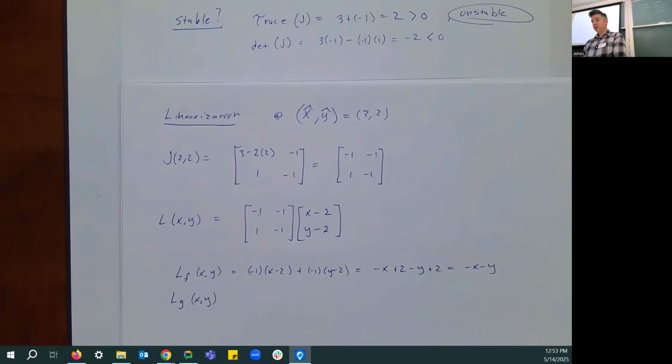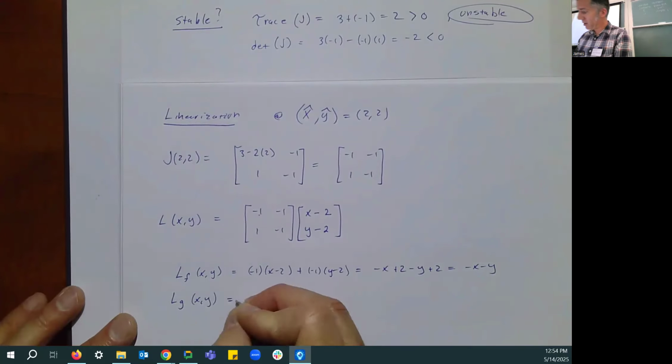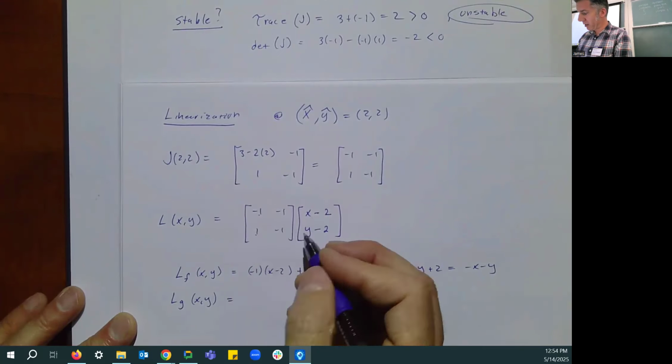And the linearization of G, now I'm going to say something which I think is true, but we'll see if it is or not. Since G was already linear, the linearization shouldn't affect it at all. It should still be x minus y. I hope I'm right. So let's see, it's going to be 1 times (x minus 2).